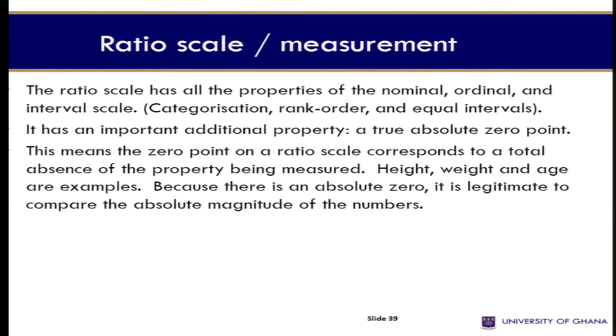The last scale, that is the ratio scale. This is the most superior of all the four we are considering. Now, the ratio scale has all the properties of the nominal, ordinal, and interval scale: categorization, rank order, and equal interval. More importantly, it has an additional property, which is the absolute 0 point.